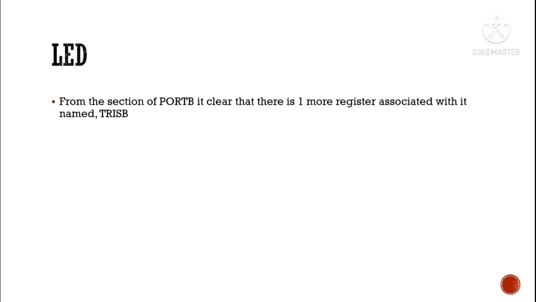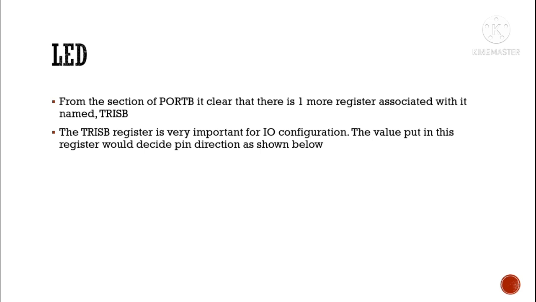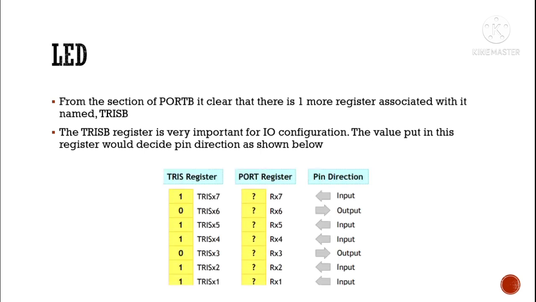From the port B section, it's clear that there is one more register associated with it, named TRISB. The TRISB register is very important for I/O configuration. The value put in this register decides the pin direction, as shown below. When we put 1 in the TRIS register, it acts as an input. When we put 0, it acts as an output pin.